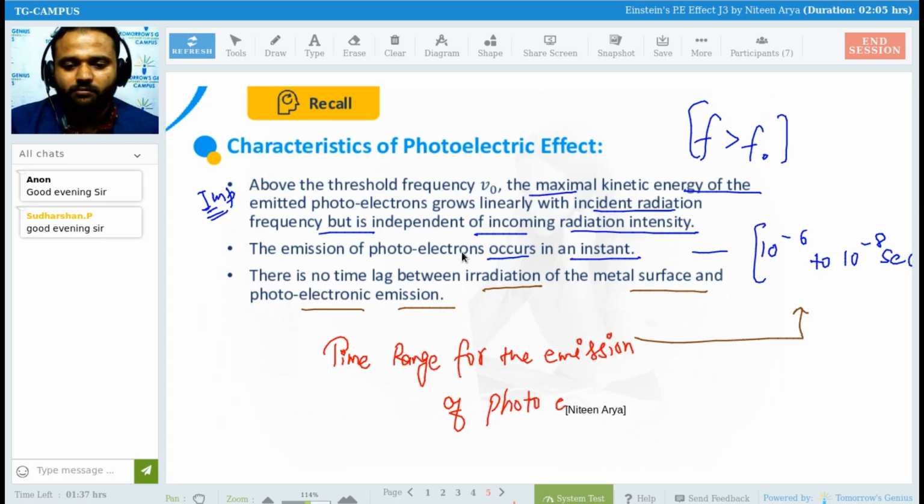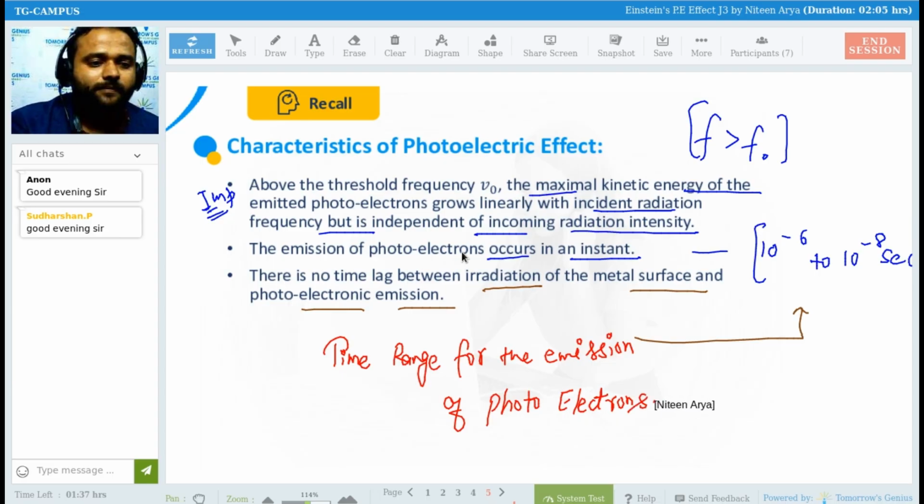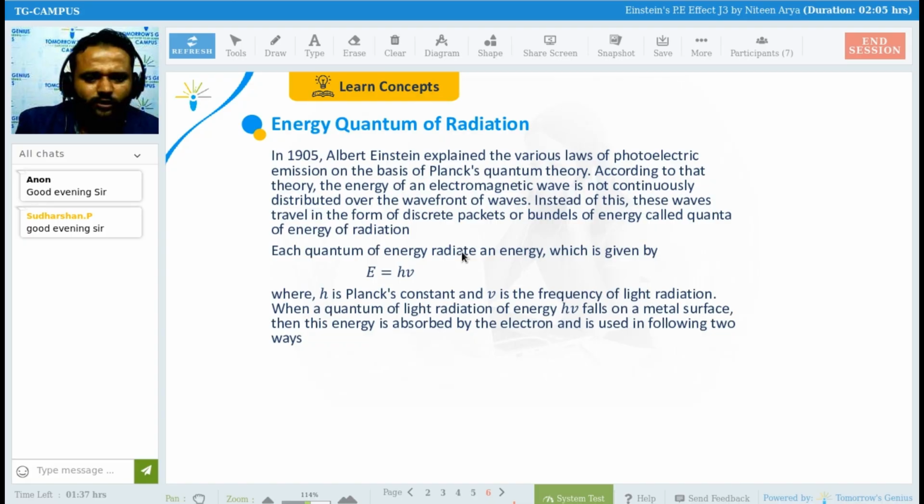Here I believe everyone knows the meaning of photoelectron. Clear, you guys? Or do you have any confusion in this till now? Photoelectrons are basically the electrons emitted because of photons, as simple as that, in the photoelectric effect. Okay, moving ahead.